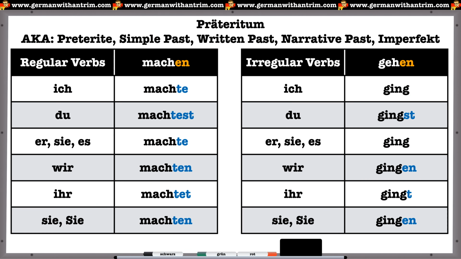Today we are going to talk about the Präteritum tense. This tense is known by many different names. Some of them include the preterite tense, the simple past tense, the written past tense, the narrative past, and the imperfect. All of these names just refer to this tense, and this is the tense that is in the past. It's things that are already done and over with, but it's usually used when writing, therefore it's the written past or the narrative past.